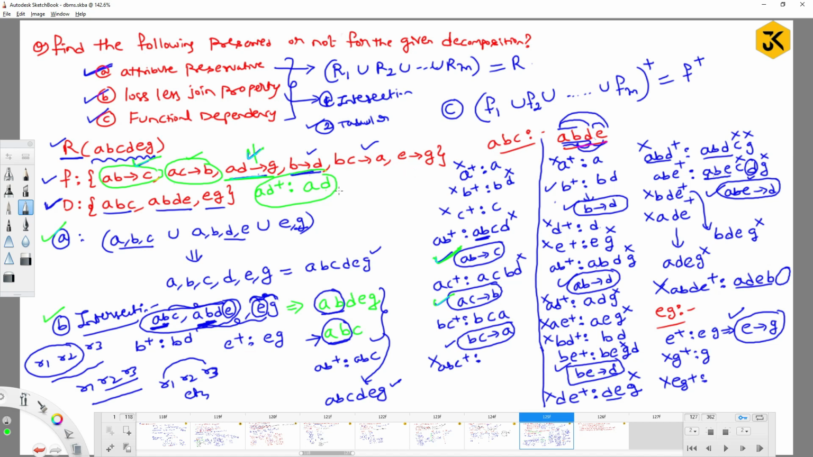So I can say that if at least one is not satisfying, this decomposition is not FD preserving, right? You can check the others also, but even if all others are satisfied, as at least one is not satisfied, I can say that FD is not preserved.